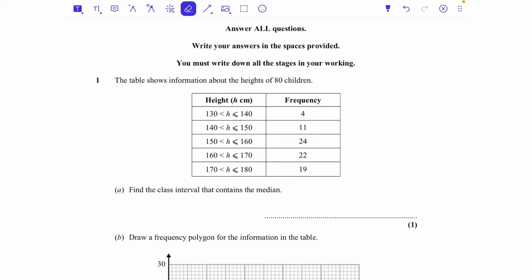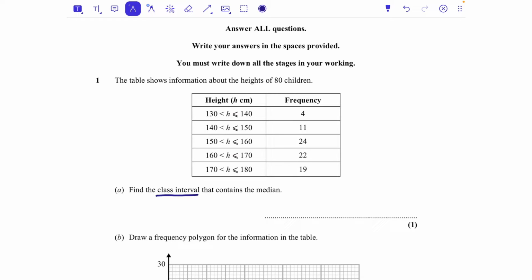The table shows information about the heights of 80 children. So we've got a frequency table here, and we can see that there are 4 children that are between 130 and 140 centimetres tall, 11 children that are between 140 and 150, and so on. We're being asked to find the class interval that contains the median.